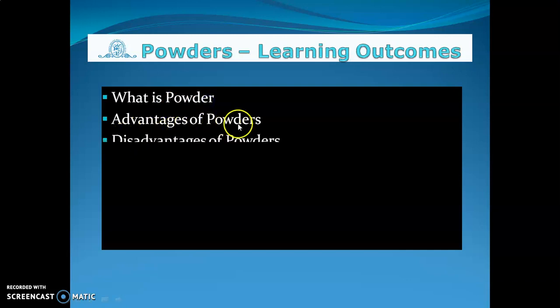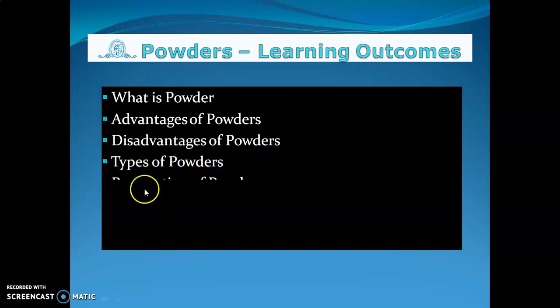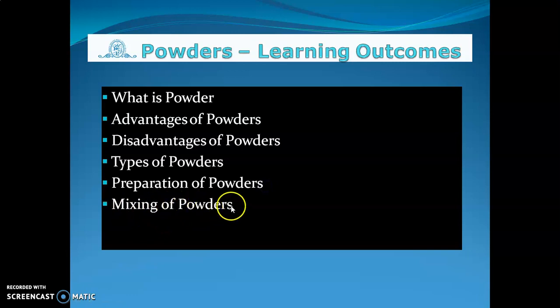Next, the learning outcomes from the chapter powders are: what is a powder, advantages of powders, disadvantages of powders, types of powders, preparation of powders, mixing of powders, and last, packing of powders.